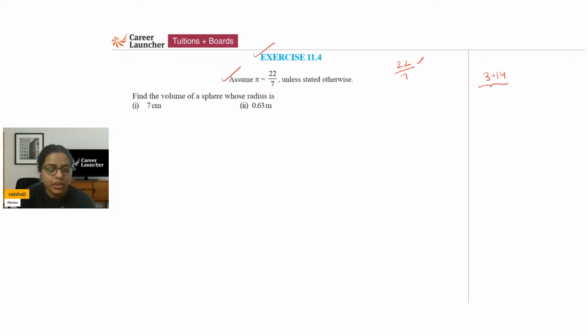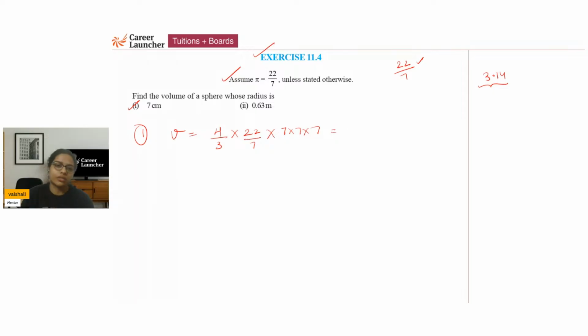So let's start with question number 1. Find the volume of a sphere whose radius is 7 centimeter. Starting off with question 1, you already know the formula. Volume is 4 by 3 pi r cube. It's not mentioned that I have to take 3.14, so I'll take pi as 22 by 7, r cube.